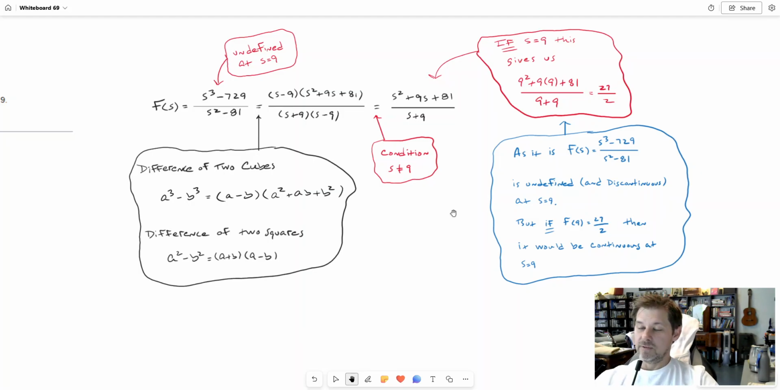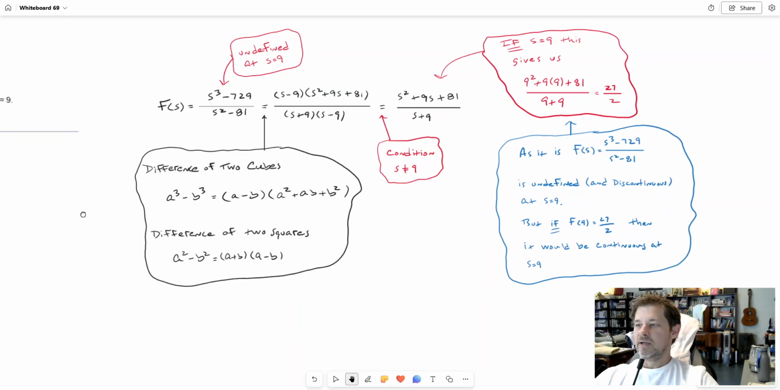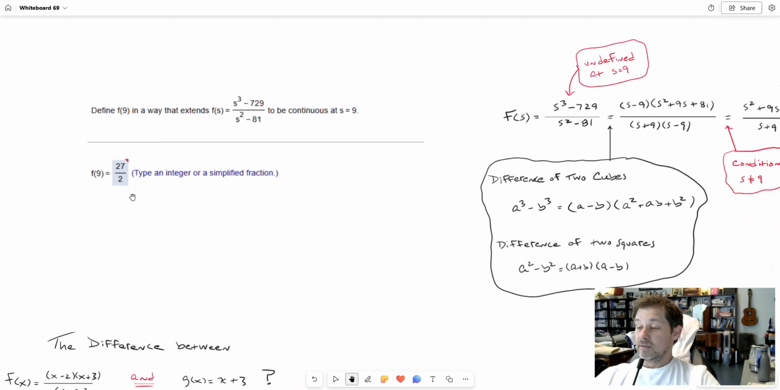So the answer is that this function is not continuous as it is. It simply isn't. But if when you plugged in 9, you got 27 over 2 out as an answer, then it would be continuous. The graph would be complete. The point that had a hole in it would now be included, and you'd have one solid graph.